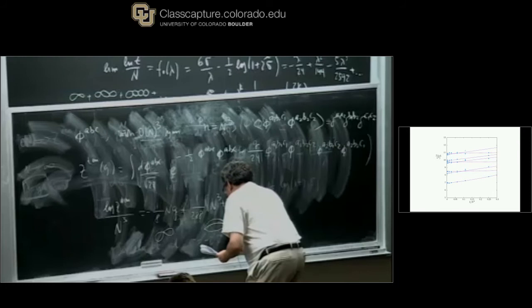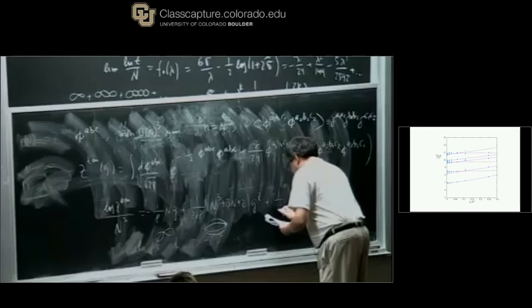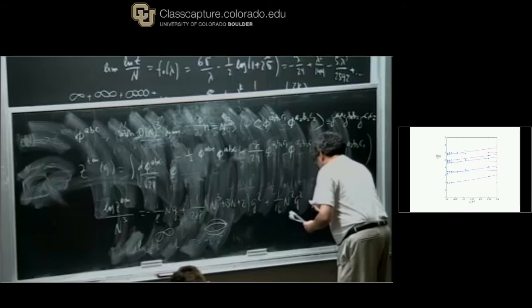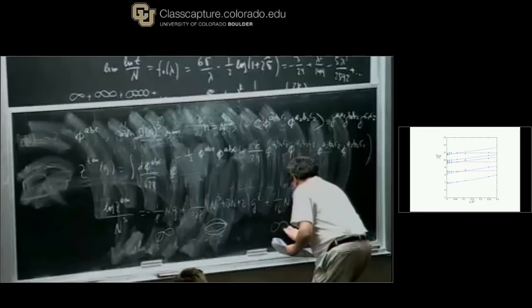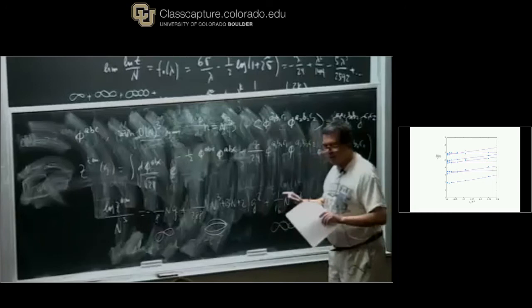And then there will be plus 1 over 16 n squared g squared plus order g cubed. And this comes from this triple bubble graph. And then you see very explicitly, this is an honest calculation at any n.